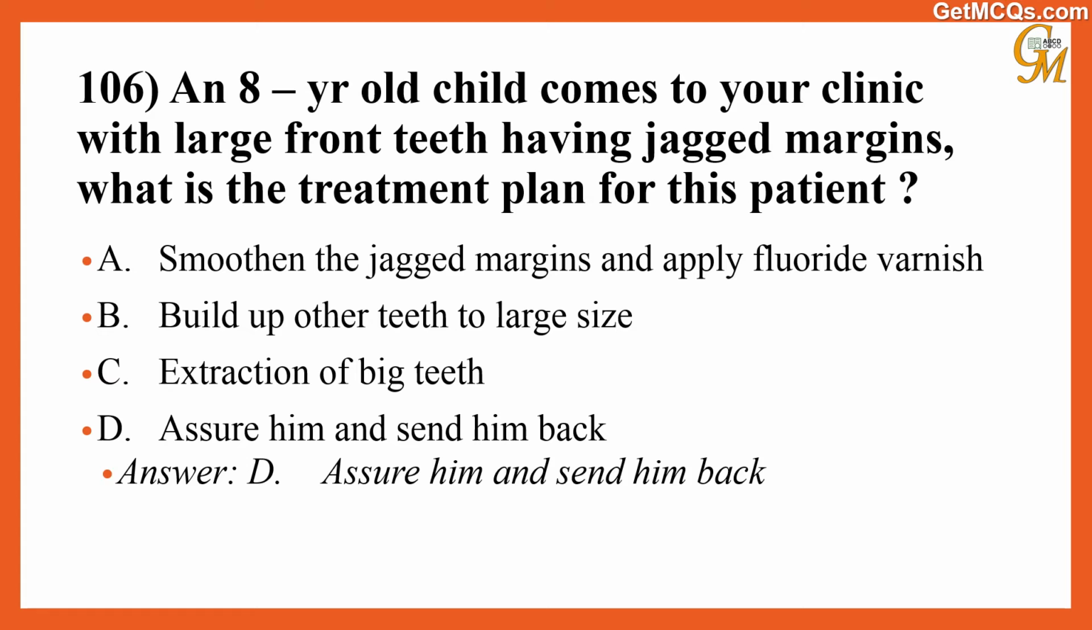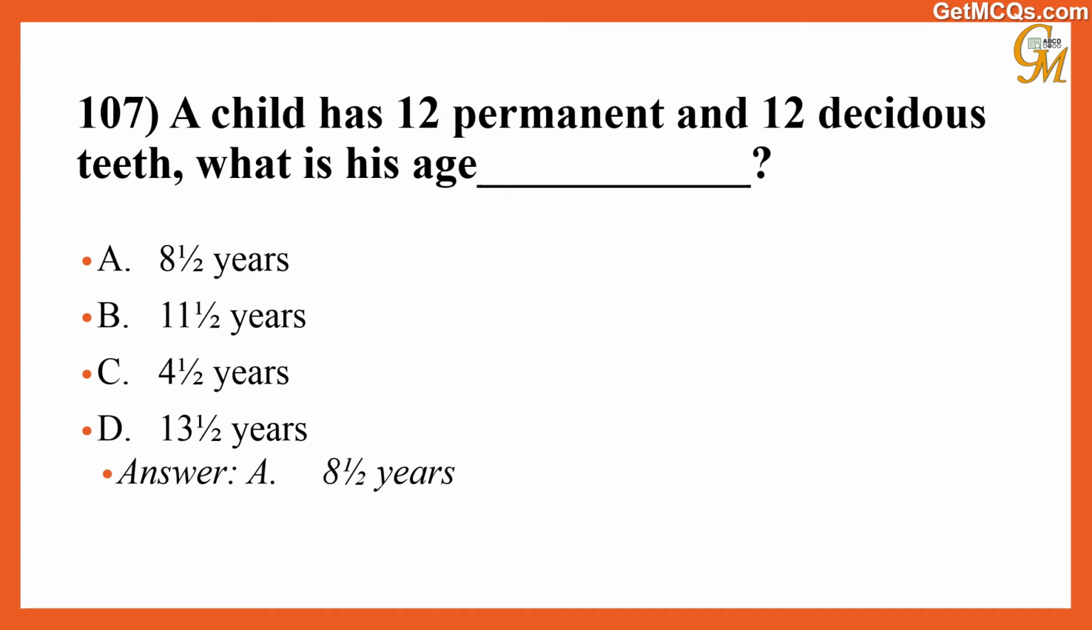106. An 8-year-old child comes to your clinic with large front teeth having jagged margins. What is the treatment plan for this patient? Answer: D. Assure him and send him back. 107. A child has 12 permanent and 12 deciduous teeth. What is his age? Answer: A. 8½ years.